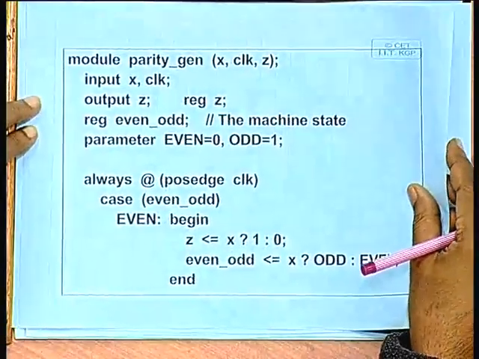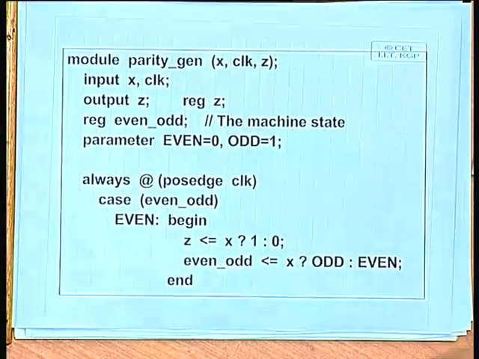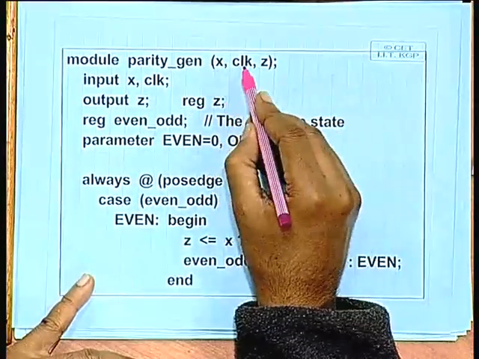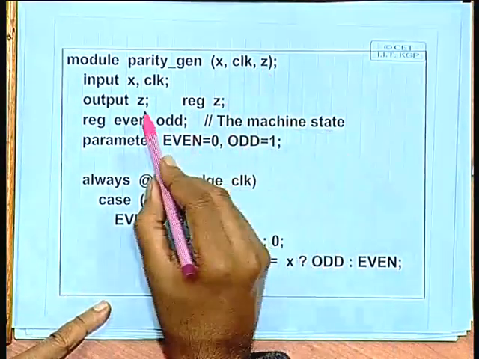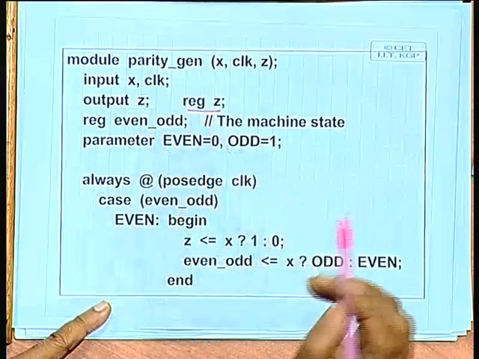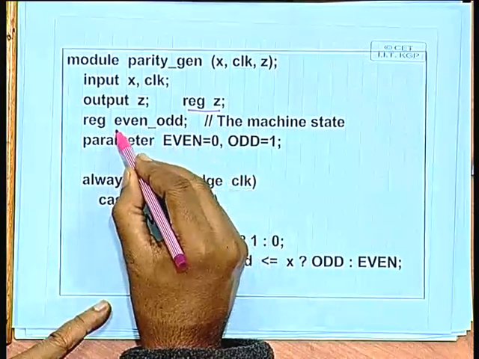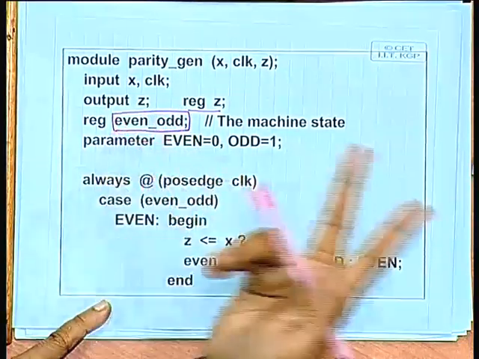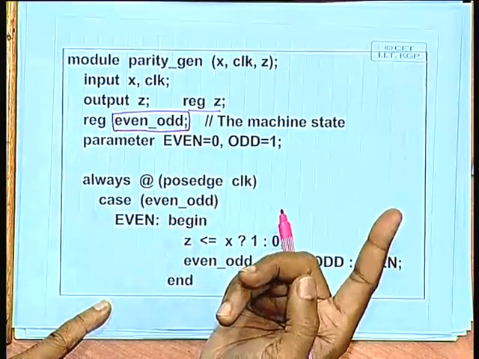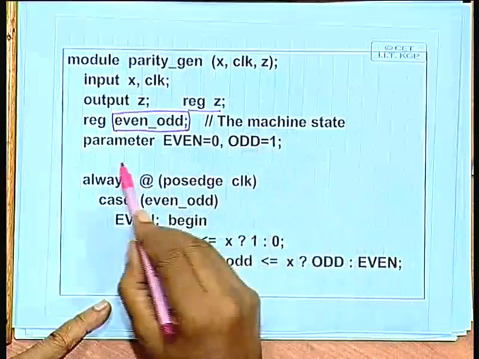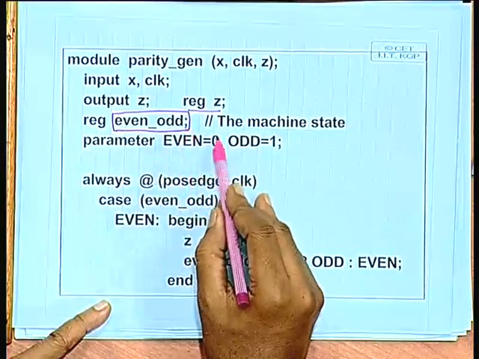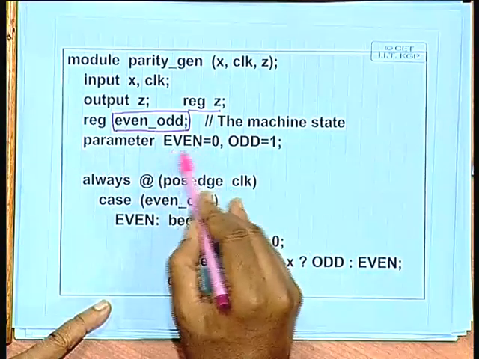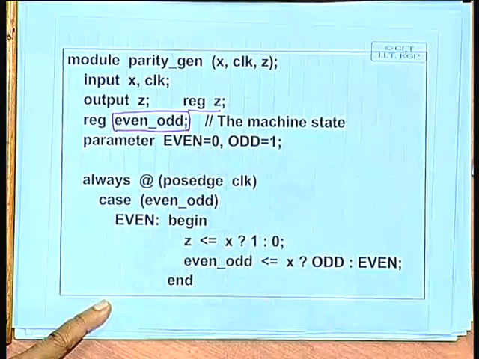So, the way we write the code is like this. Parity generator, as I mentioned, x and clock are the input, z is the output. Output I am declaring as reg, and this is the state. I am calling this state even_odd. Since there are only two states, one variable is sufficient. And even or odd, I am calling 0 as even and 1 as odd, and using parameter I am giving the names of these constants.